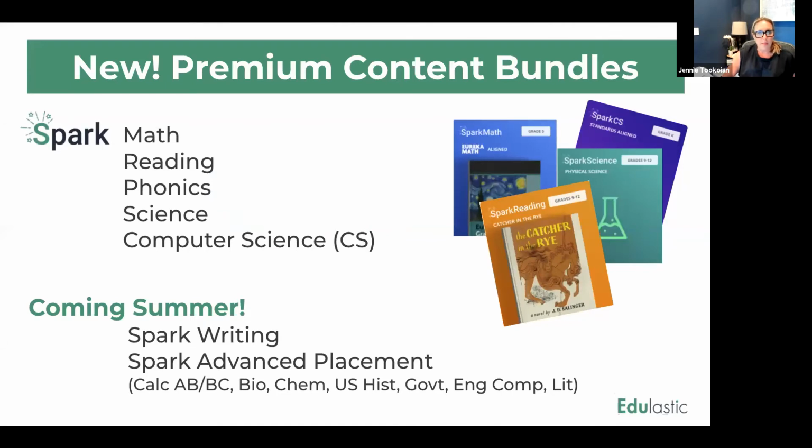The premium content bundles that we currently have are SparkMath, SparkReading, SparkPhonics, SparkScience, and Spark Computer Science. We've just launched SparkReading as well, in the last few days. And we have Spark Advanced Placement packages coming out any day now. For advanced placement, we have Calculus, Bio, Chem, US History, Government, English Comp, and English Lit.